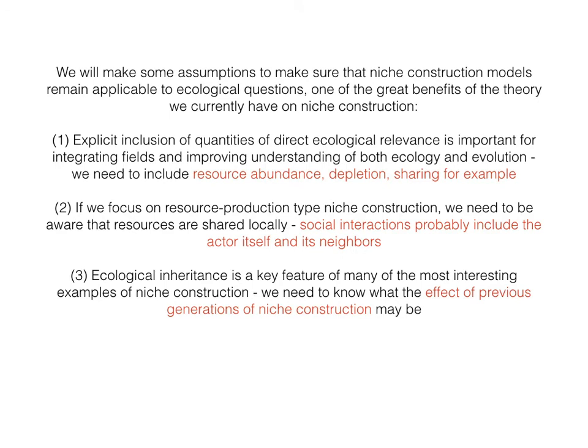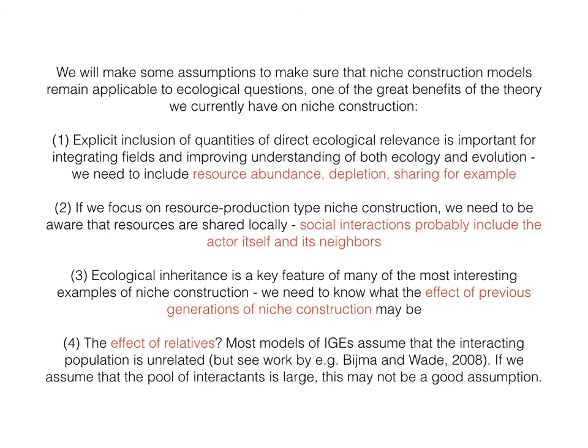And obviously, ecological inheritance is a key feature of many of the most interesting examples of niche construction. So we need to include what the effect of previous generations of niche construction is on the phenotypes in this generation. And finally, I want to include the effect of relatives. So a lot of the models of IGEs also assume that interacting individuals are unrelated, although there is work that dives quite deeply into the importance of relatedness and multi-level selection, but you can take a look at that independently. So for our niche construction model, we're going to include the relatedness among group members.